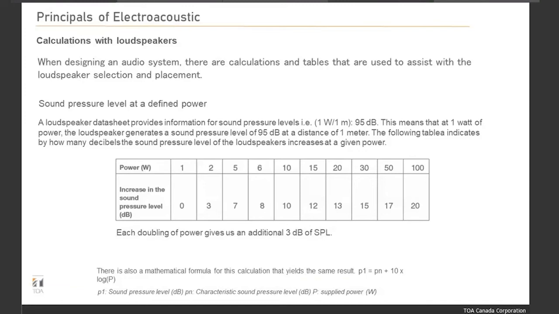You can see the graph, and it's just math and physics, but each doubling of power gives us an additional 3 dB of SPL. There's a mathematical formula at the bottom that will calculate that and yields the same result. So P1 equals Pn divided by 10 times the log times the power.